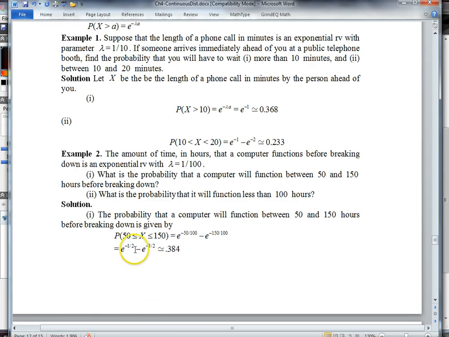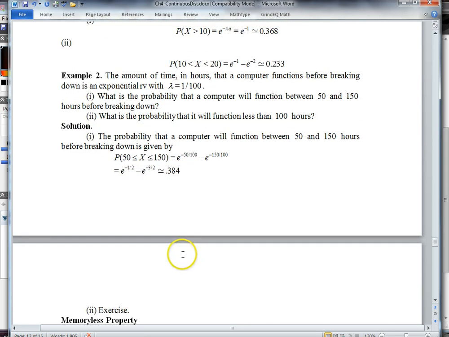Now that's why I have e to the minus half minus e to the minus 1.5, and that, using your calculator, will be approximately 0.384. So this is how you find these probabilities, and you can do the same thing for other ones.